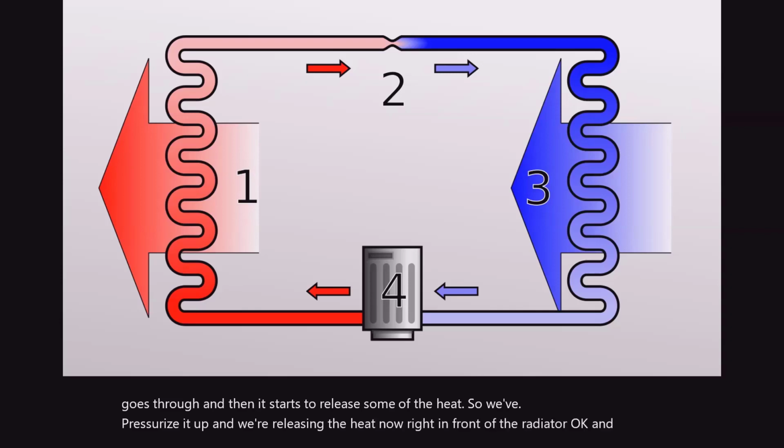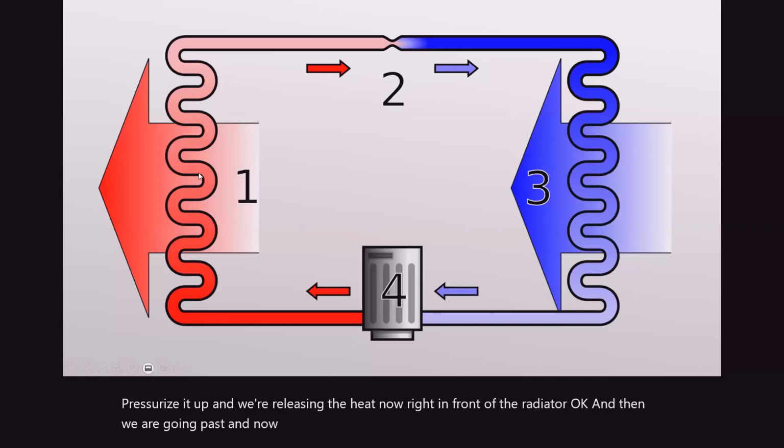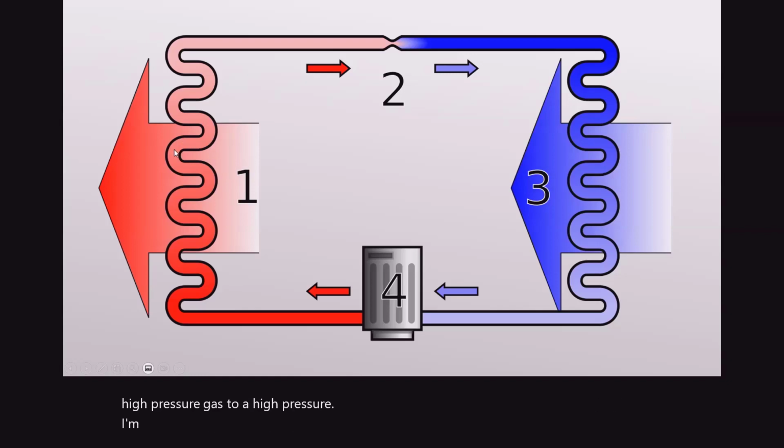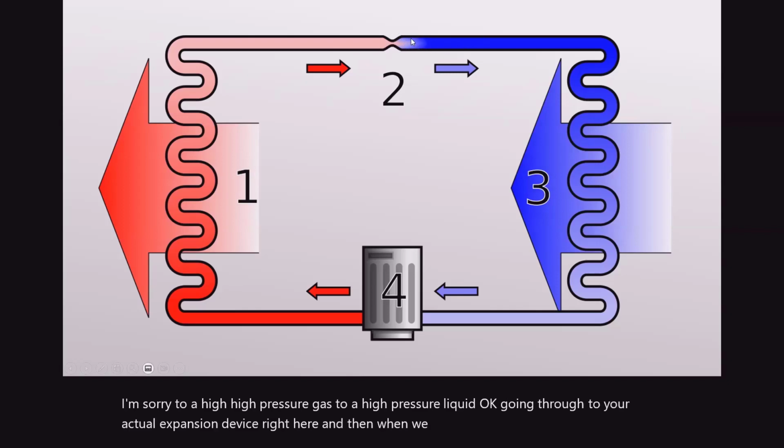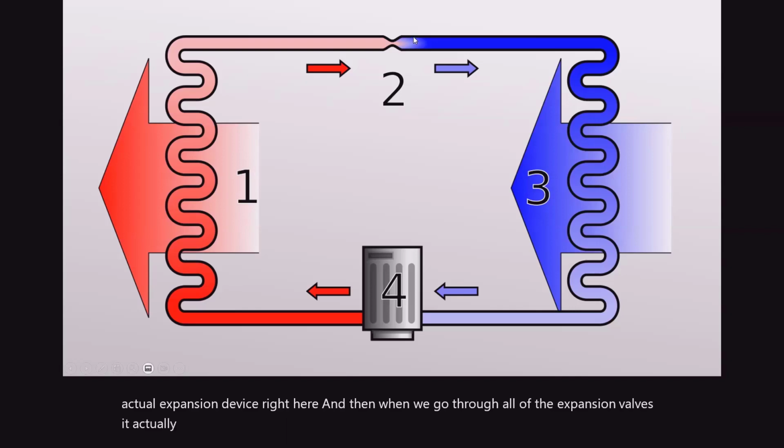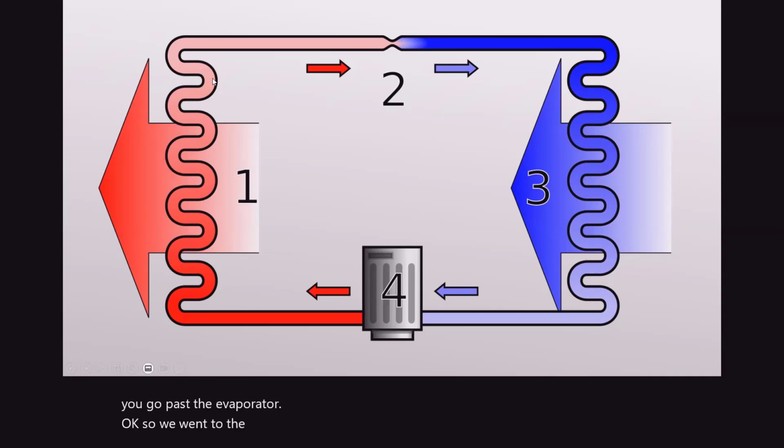Okay, and then we are going past, and now we actually change the state. So we're changing it from a high pressure gas to a high pressure liquid, going through to your expansion device right here. And then when we go out of the expansion valve, it drops pressure, but it's still in a liquid state. It's a low pressure liquid. And then as you go past the evaporator, okay, so we went to the condenser. So it condensed it down to a liquid. And now we're going out to a low pressure liquid.